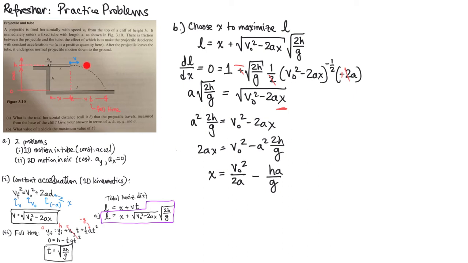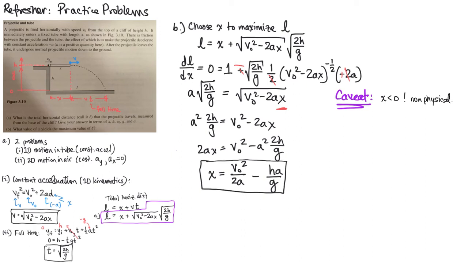So I want the ball to have some velocity when it comes out of the tube. I don't want it to just plop straight down. So that's why we have this minus HA over G present. There is an important caveat, though. It is possible in that solution for x to be negative, which would be a non-physical outcome, right? You can't have a negative tube length, basically is what we're saying.